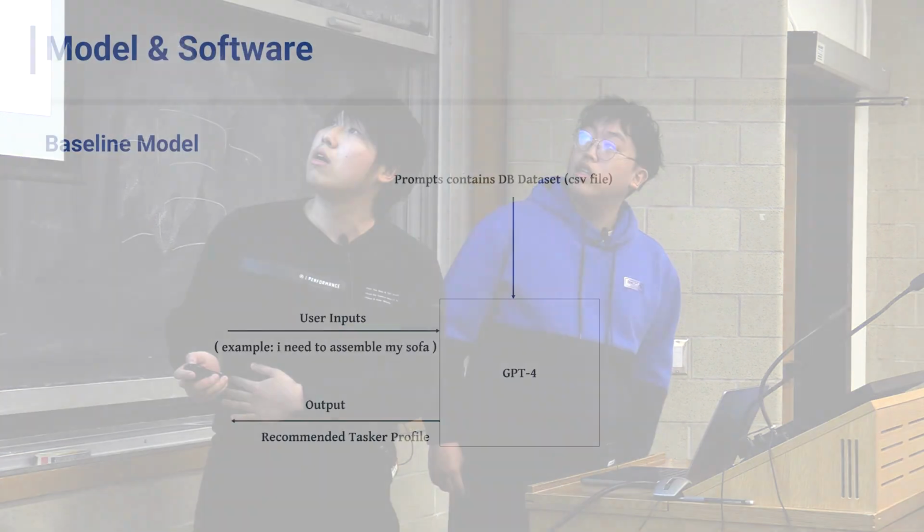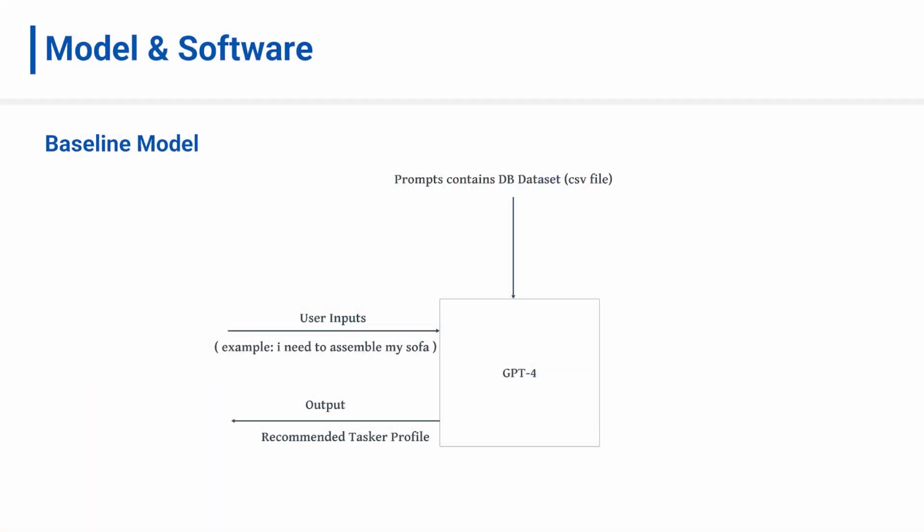So the baseline model is shown here. We use a minimal prompt with the tasker profile data set to prompt GPT-4, and then we put our input data into GPT-4 to get the recommended profile we want.